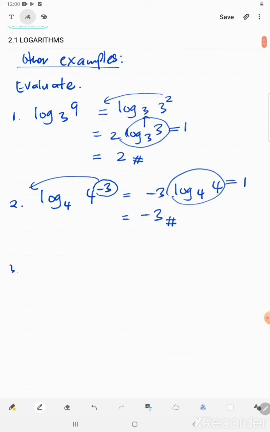Okay, another example. Actually, I just take all of the examples from your book. Let's say now I have log 64 base 1 over 2. So now we can see here we have 1 over 2. You have to apply the change of base formula. So let's say I change into base 2: log 64 base 2 divided by log 1 over 2 base 2.